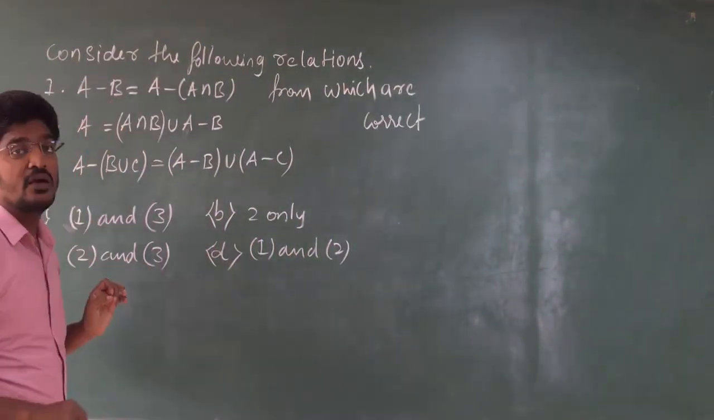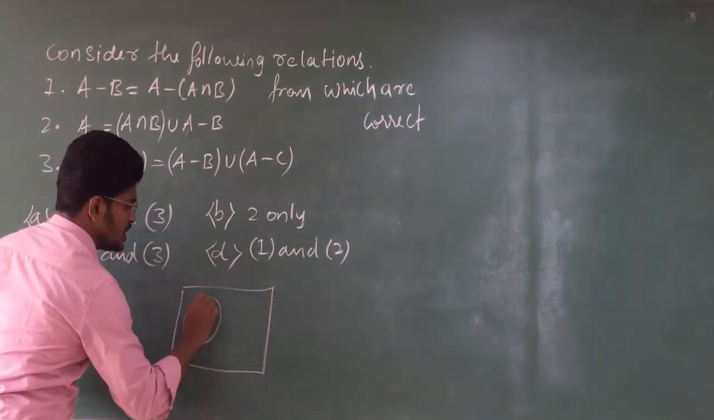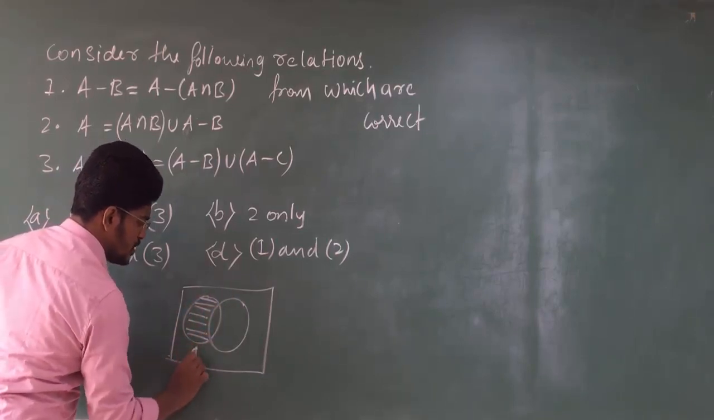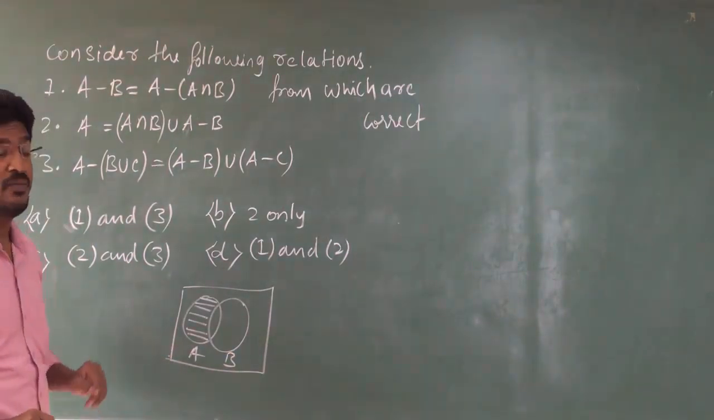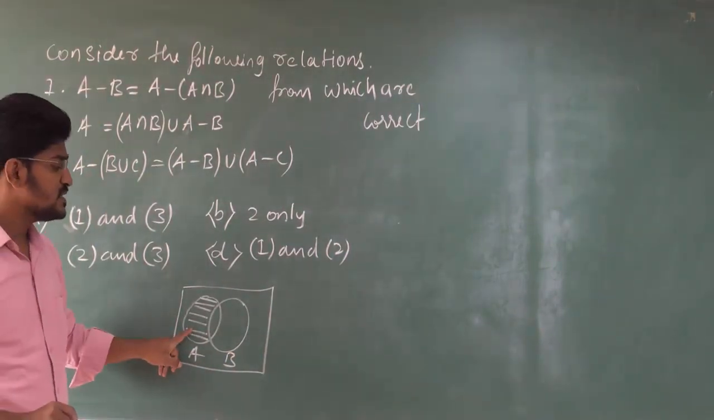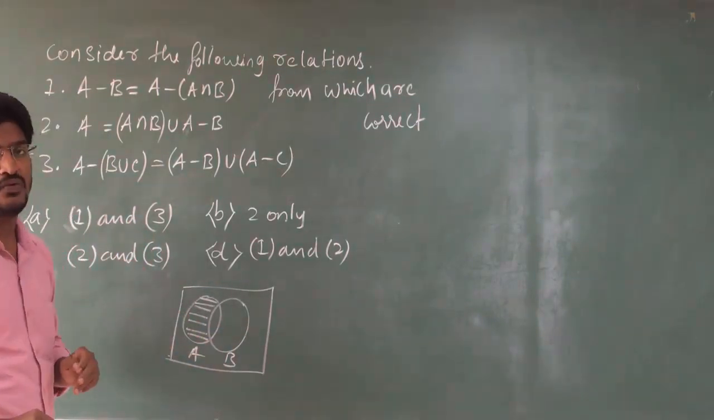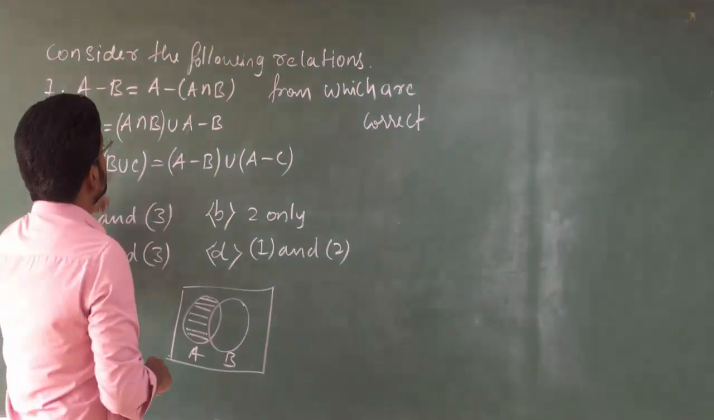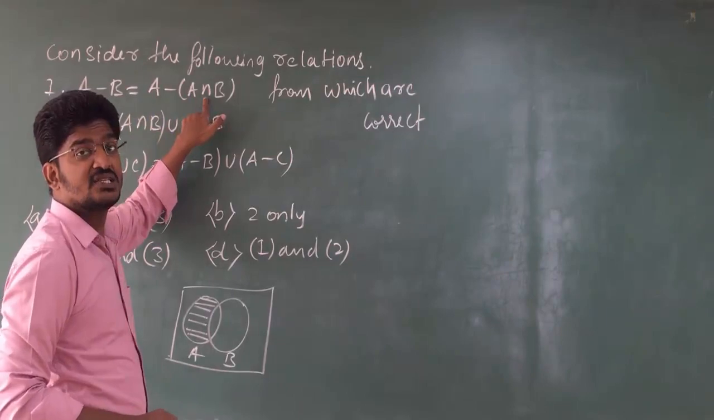So first one, let us see. A minus B. What is the meaning of A minus B? The elements in A but not in B. That is A minus B. This is the Venn diagram of A minus B. Clear? Elements in A but not in B. Already we have discussed in the previous problem also. So it will not be that complicated. What about this? Elements in A but not in A intersection B.